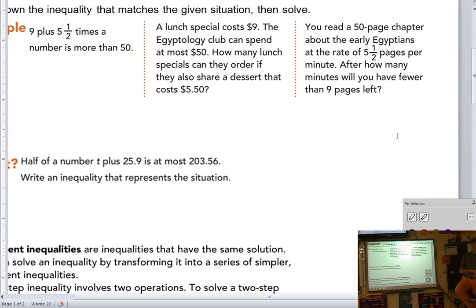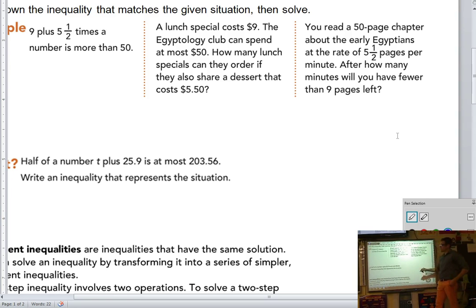You are going to read a 50-page chapter book about the early Egyptians at a rate of 5.5 pages per minute. Now, that's really, really fast. Yeah, that's insanely fast. So it might be like a small guidebook sort of thing or something. But, so after how many minutes will you have fewer than 9 pages left?